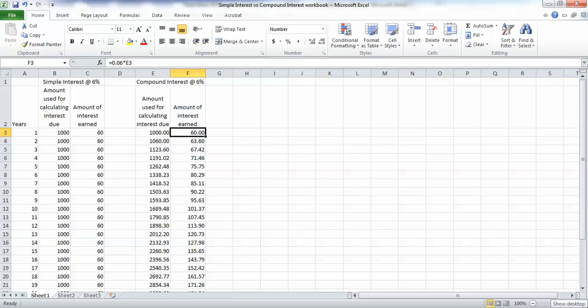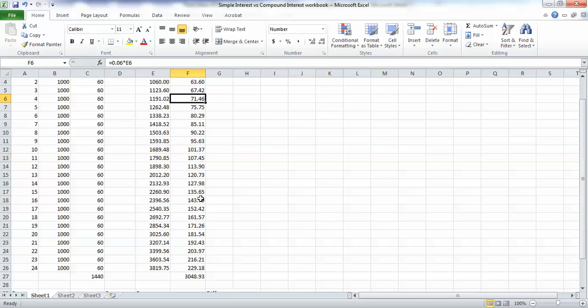So let's go through an example. In year one, no difference versus simple interest. 6% times 1,000 is $60. However, in year two, we do have a difference because $1,060 is the amount we use for calculating our interest. We multiply that by 0.06 and we come up with $63.60. We add those two numbers together for year three and we're going to get 6% on $1,123.60, which gives us a payment of $67.42.